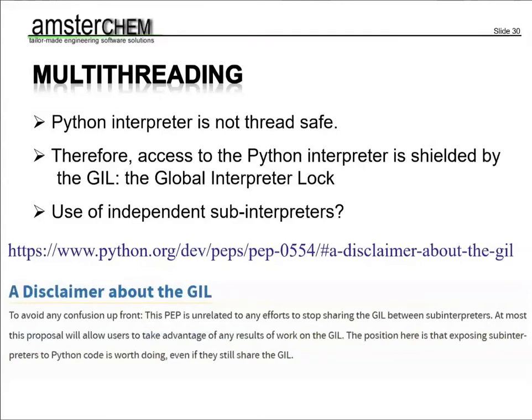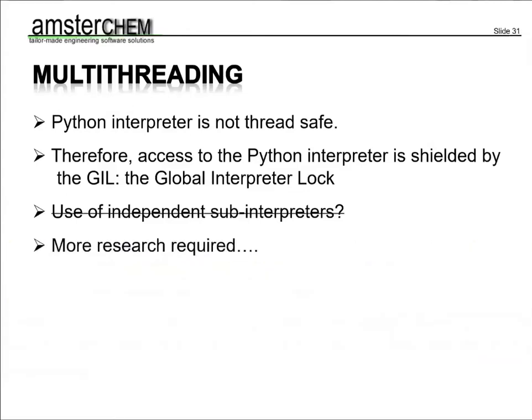The Python enhancement proposal actually makes a disclaimer about the GIL. It says even if you're using sub-interpreters, you're not actually avoiding the GIL at all. So scratch that. Let's not use sub-interpreters.